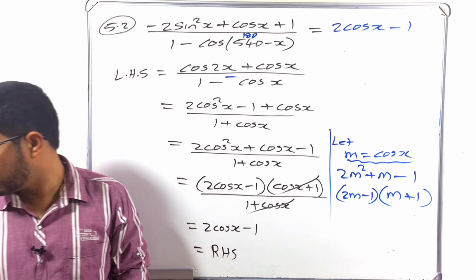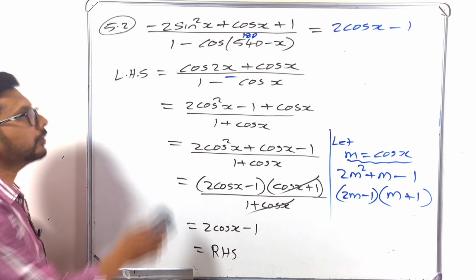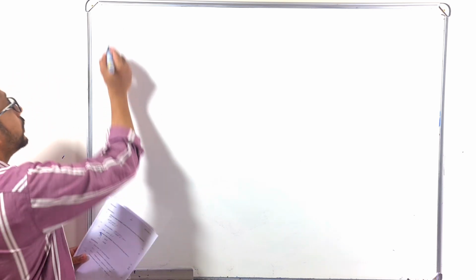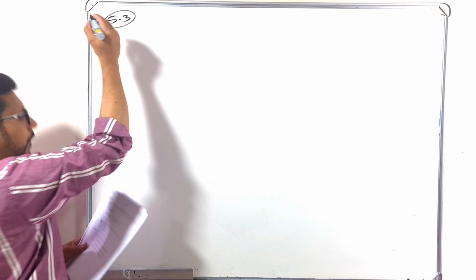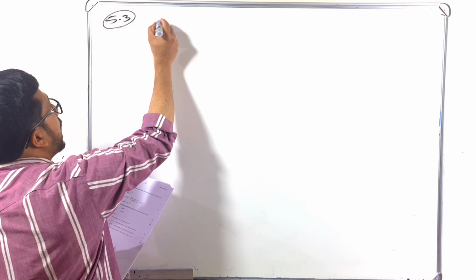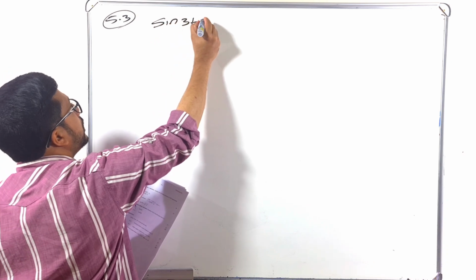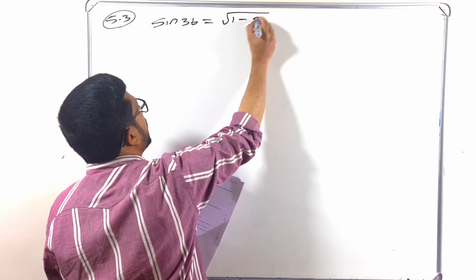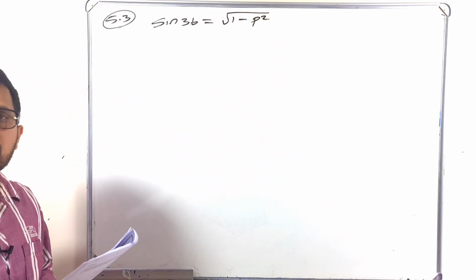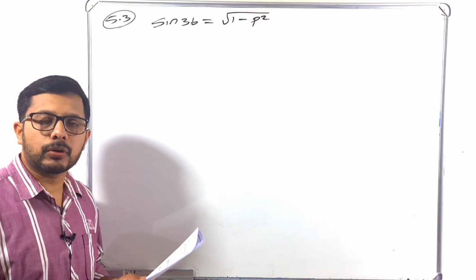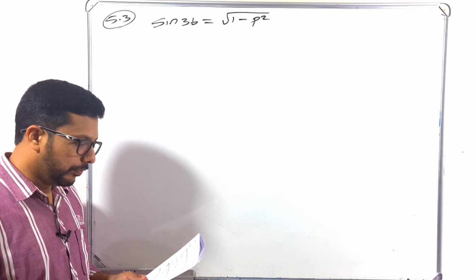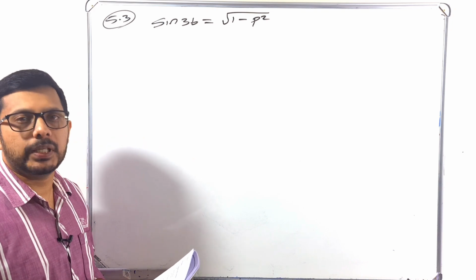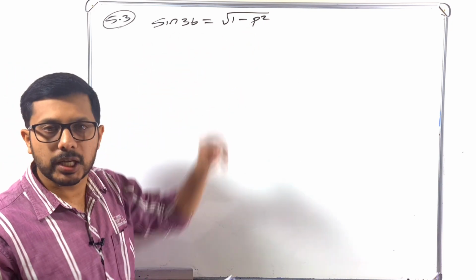Now let's move to the next question, number 5.3. What is that one? Given sine 36 is equal to root of 1 minus p square. So it is given that sine 36 is root of 1 minus p square. Without using a calculator, determine each of the following in terms of p. So they want the answer in terms of p.